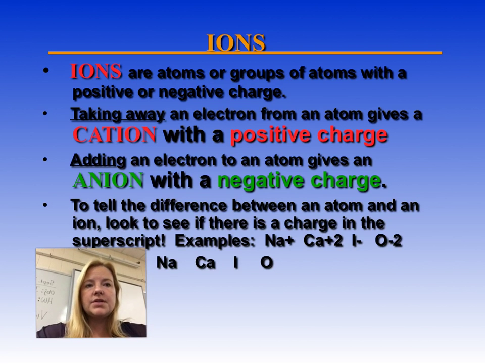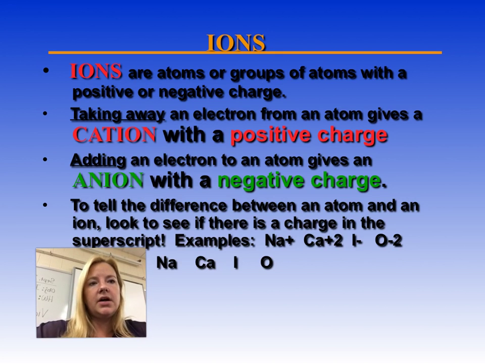This video is going to focus on understanding ions. Ions are atoms, or it can also be a group of atoms, that have a positive or a negative charge. So some examples of just individual atoms that can have a charge would be sodium. Sodium is going to typically get a positive charge. We'll talk about why. Calcium, a positive 2 charge.